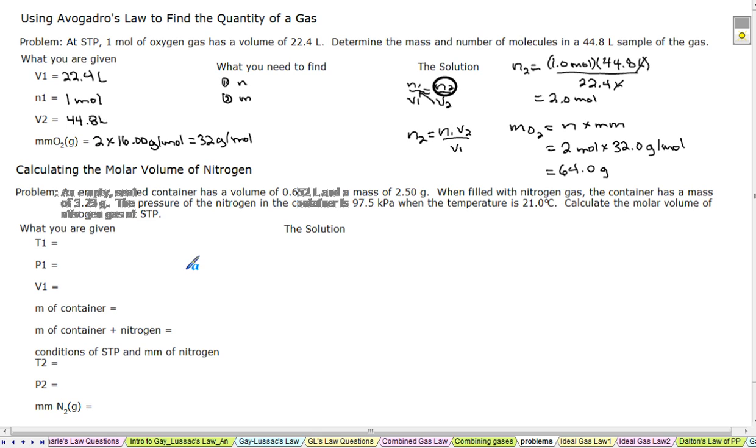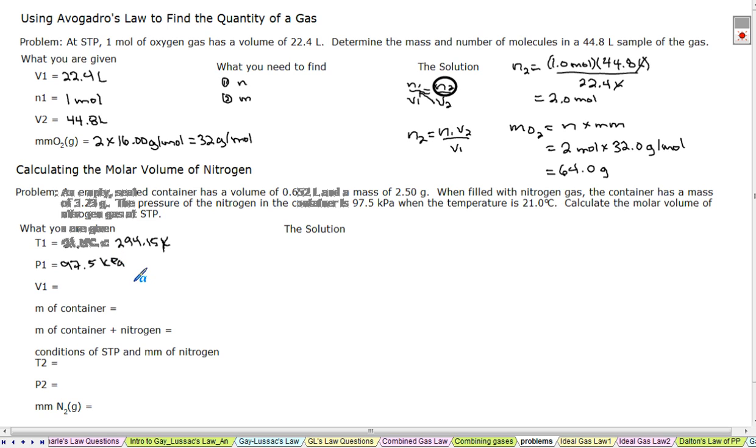So, let's write out first what we are given. We know initially that our gas is 21 degrees Celsius, which, when we convert it to Kelvin, we add our 273, will give us 294.15 Kelvin. For these questions, I'm going to include the 0.15. For other ones, you don't need to. It's a pretty small decimal, but for this case, I'm going to include it. My pressure of my gas is 97.5 kPa.